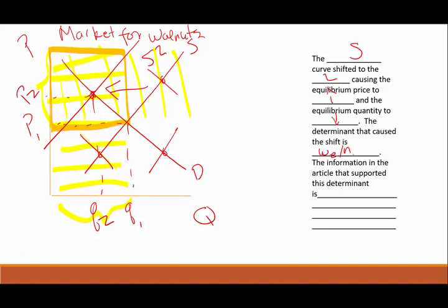Weather events, natural disasters, and the information in the article that supported the determinant is the drought caused prices to increase and the amount sold to decrease. This is of walnuts. And drought is a weather event.